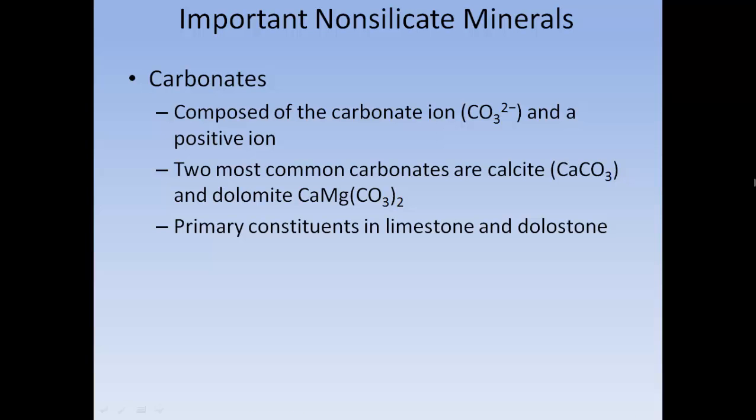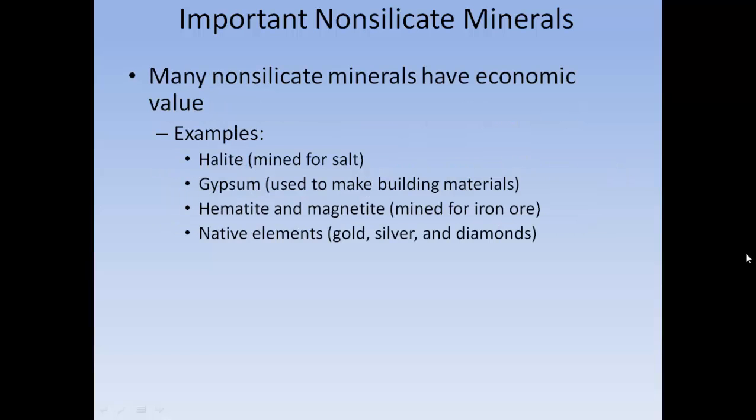Carbonates are composed of the carbonate ion, CO3, which is -2 negatively charged, and that combines with a positive ion. The two most common carbonates are calcite, CaCO3, and dolomite, CaMg(CO3)2. Primary constituents in limestone and dolostone.